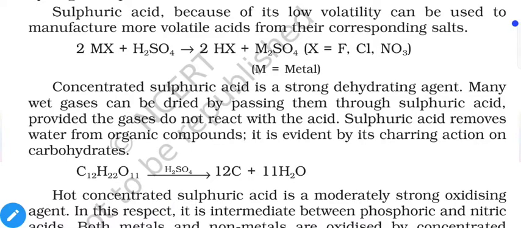Concentrated sulfuric acid is a strong dehydrating agent. Many wet gases can be dried by passing them through sulfuric acid. It is already mentioned in the contact process. When we remove dust particles from SO2, we need to spray water into it. Now SO2 gas contains water vapors. To remove those water vapors or moisture, we spray concentrated H2SO4, and the reason is that it acts as a dehydrating agent. So many wet gases can be dried by passing them through sulfuric acid, provided the gas does not react with the acid.